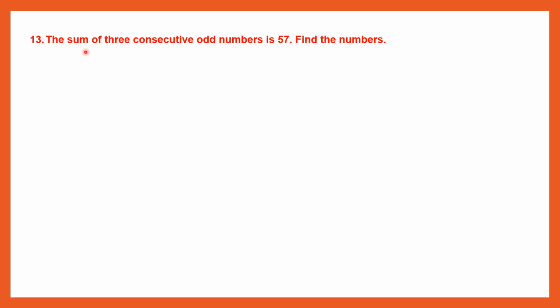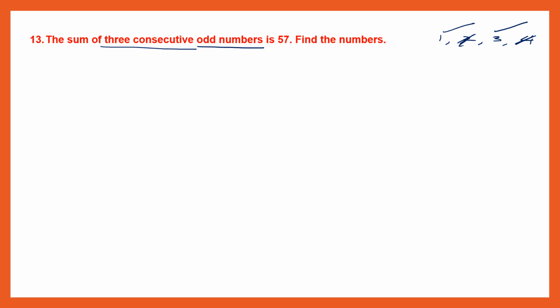Question 13. The sum of three consecutive odd numbers is 57. Find the numbers. So we have heard this before. Three consecutive numbers. Consecutive means numbers that come one after the other like this. But here we are talking about odd numbers. That means we take the first number, leave out the second, take the next number, leave out the next, and then take. That means we are skipping one number.